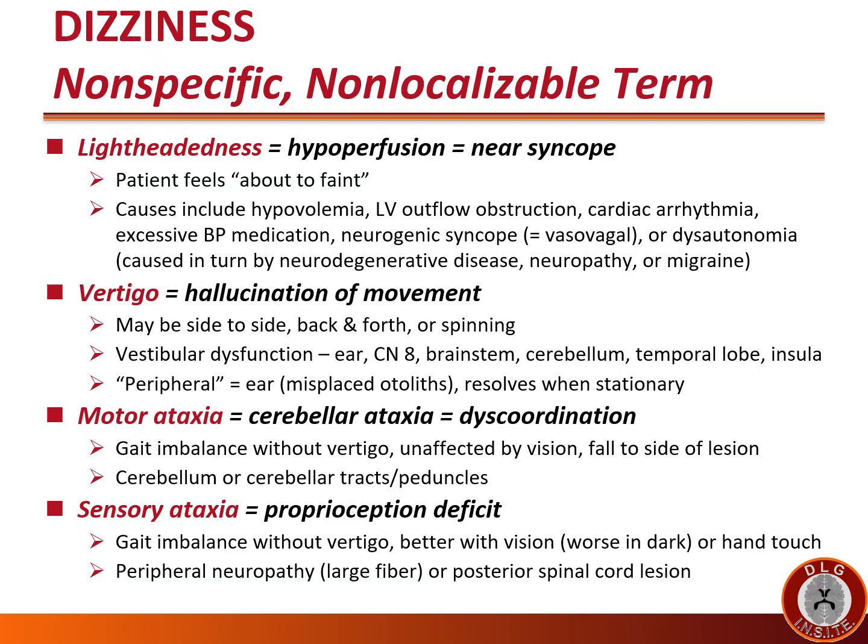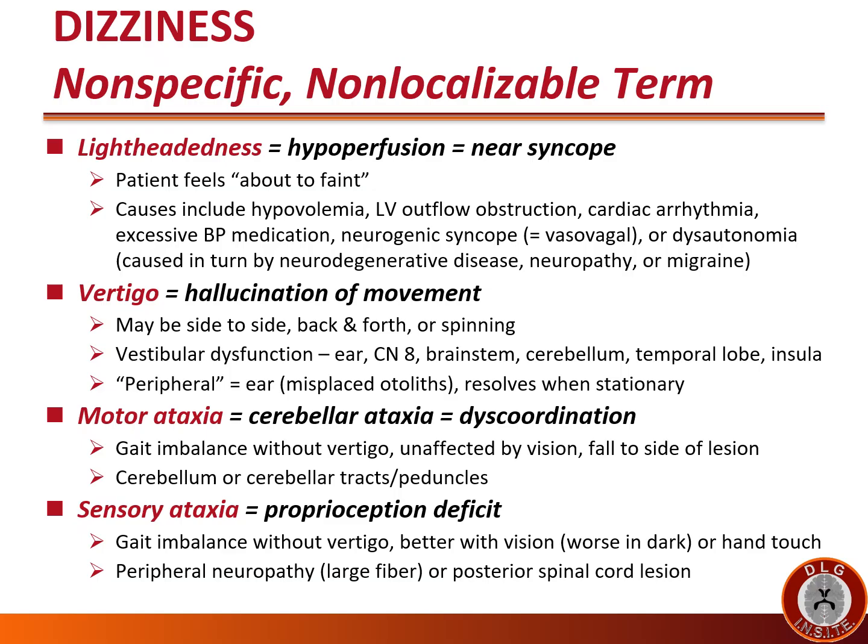Dizziness is a term that is unfortunately commonly used not only by lay folks, but also by many doctors. It is extremely nonspecific and non-localizable. It doesn't mean anything to a neurologist. You must confirm what do you mean by dizziness. And there are 4 main types of dizziness: lightheadedness, vertigo, motor ataxia, and sensory ataxia. And they all mean very different things in terms of localization and etiology.